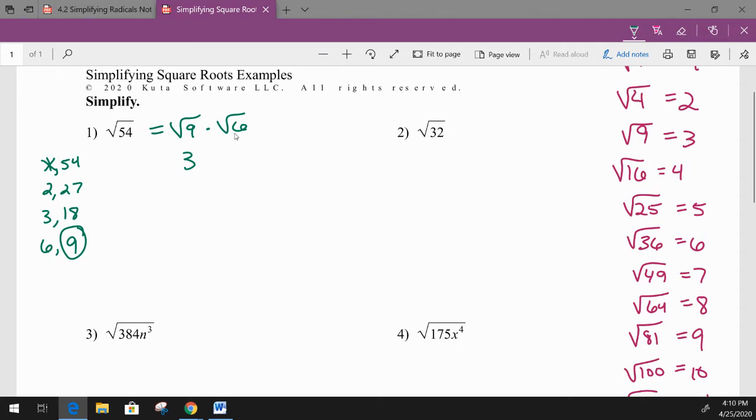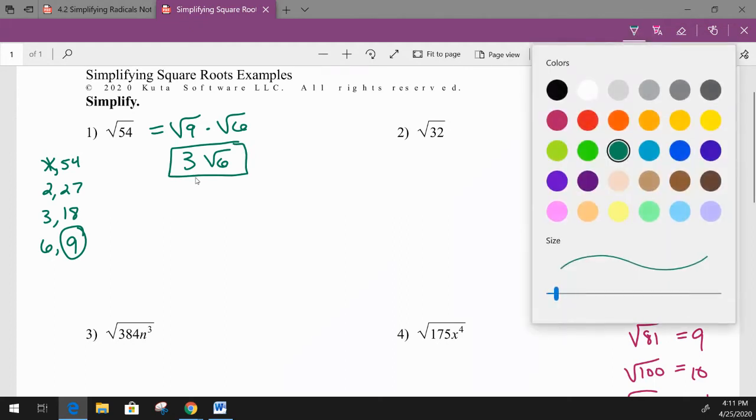But if you think about the factors of 6, 1 and 6, 2 and 3, again, 1 is a perfect square, but it's not going to help us reduce. 2, 3, and 6 are not perfect squares, so the number 6 does not have any perfect squares other than 1, so it cannot be simplified. So the square root of 54 then, in simplified form, is 3 square root of 6.